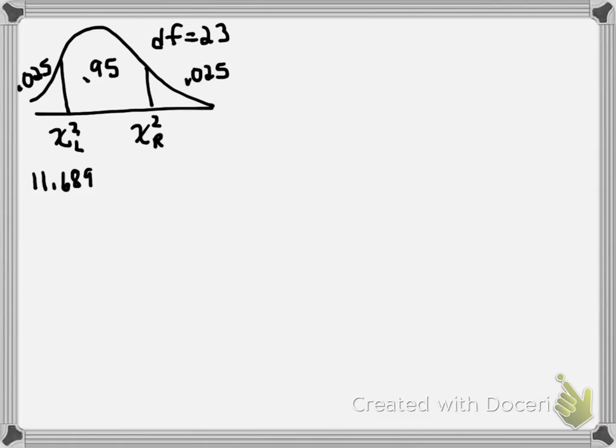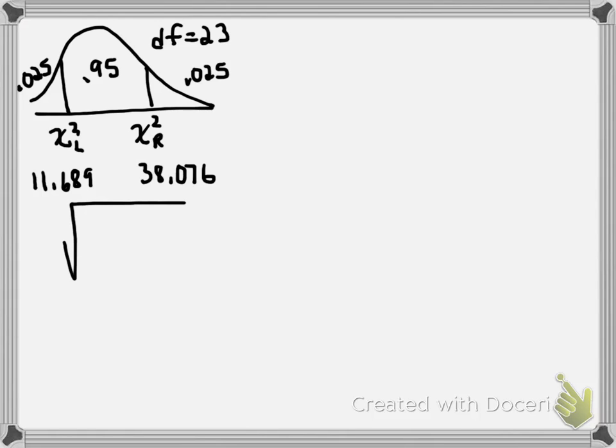To find chi-square on the right, use degrees of freedom of 23 and an area to the right of 0.025. Then you should find that chi-square on the right is 38.076. And now we can find the confidence interval.